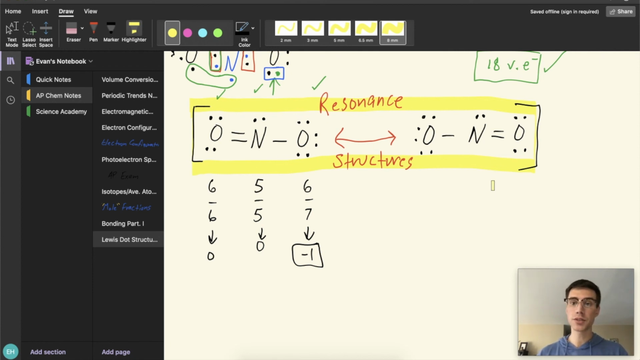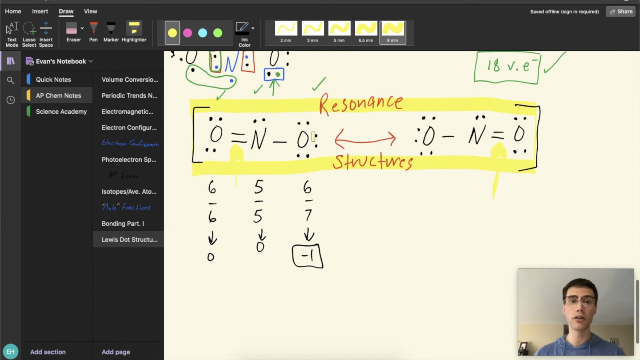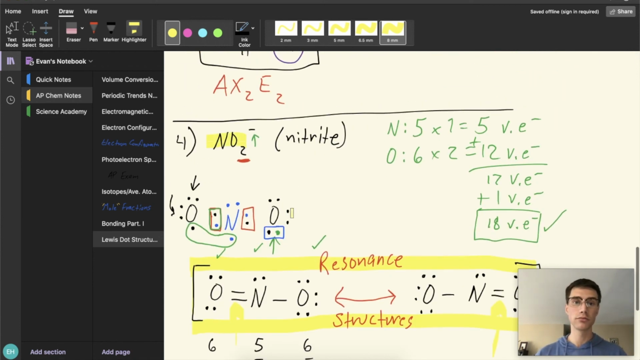Because there's a difference between having the double bond with the oxygen on the right versus having the double bond with the oxygen on the left. Okay, they're different orientations of where we find the electrons, even though both of these are still correct pictures of this molecule. Okay?